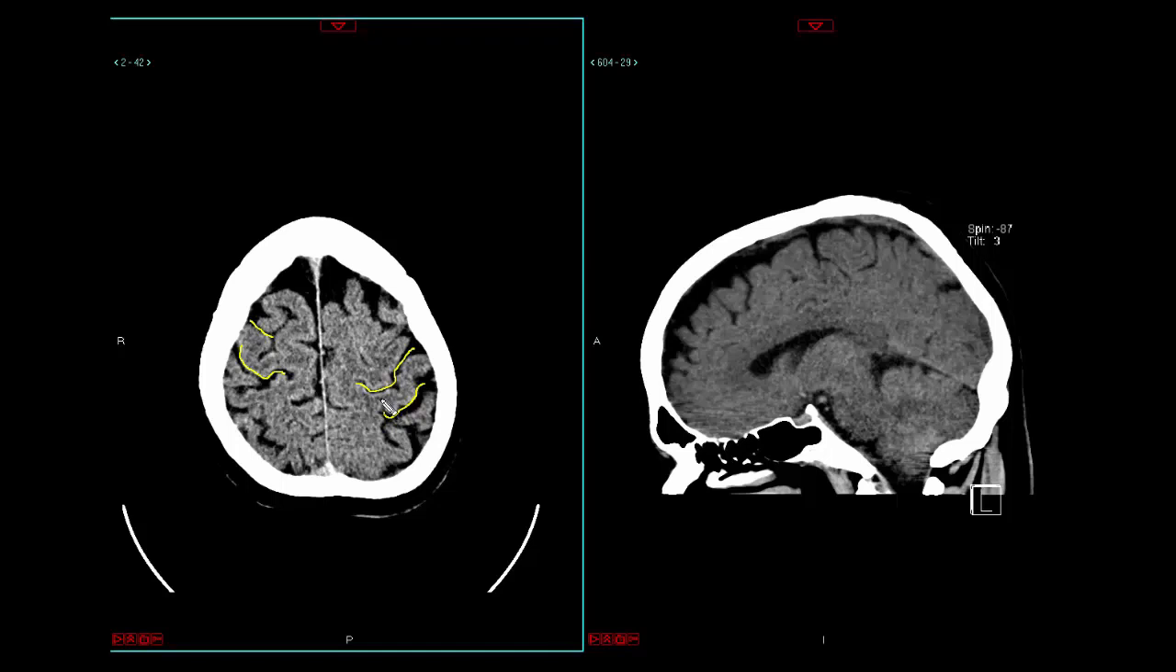Now, even on this image, you can appreciate a couple of other sulci that are going to make a T-like configuration with the pre-central. The T-like configuration here is made by the superior frontal sulcus, which makes a T with the pre-central sulcus here. Now, the superior frontal sulcus is going to differentiate your superior frontal gyrus from your middle frontal gyrus.